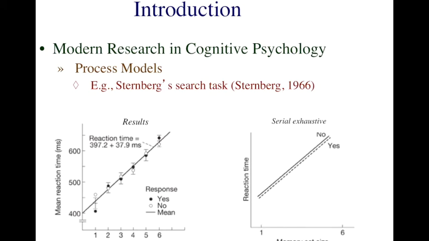This is the results that Sternberg found. If you look at these results, you can see first here the black dots represent yes responses, the open symbols represent no responses. The line here is the average of the 2, but if you go down the different memory set sizes, you can see that the responses for yes and no are almost identical. And in fact, this graph looks very much like the graph we just saw for serial exhaustive searching. Sternberg, in fact, concluded that the process of searching through short-term memory was a serial exhaustive process based on these results.